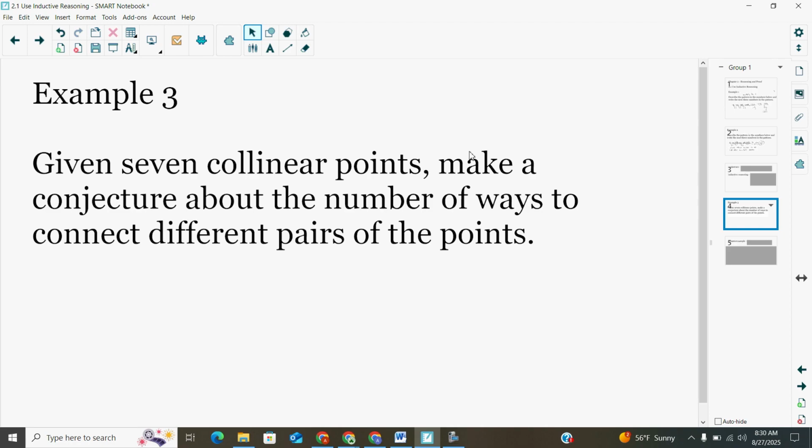So example 3 says, given 7 collinear points, make a conjecture about the number of ways to connect different pairs of the points. So we've got 7 collinear points. Collinear means they all line up in a straight line. Seven collinear points. We are going to make a conjecture about the number of ways to connect different pairs of the points. I'll give you a minute to write there.